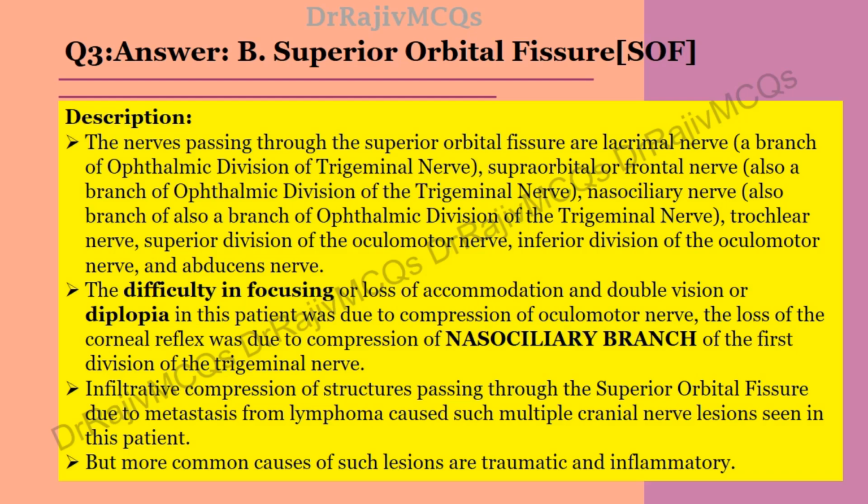Now we come to other options. The inferior orbital fissure lies in the floor of the orbit inferior to the superior orbital fissure. The nerves passing through this are infraorbital nerve and zygomatic nerve. The optic canal transmits optic nerve. The foramen ovale transmits the mandibular nerve and the lesser superficial petrosal nerve. The foramen rotundum gives passage to the maxillary nerve. Structures passing through the foramen lacerum include greater petrosal nerve and deep petrosal nerve.